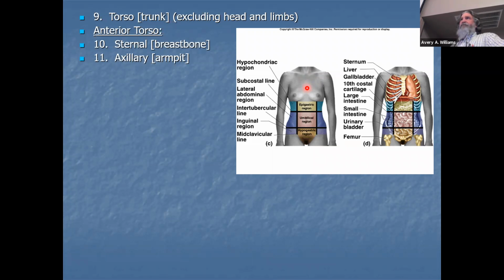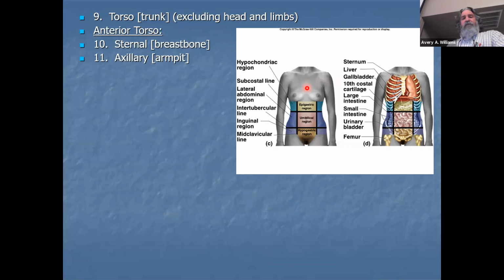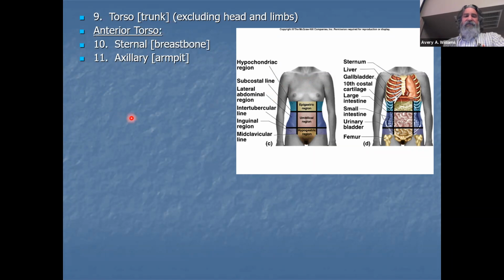Axillary is an adjective. The noun is axilla, which would be singular. Axillae, with the E on the end, is plural. You have armpits. Your armpits are your axillary regions, or your axilla. Okay, armpit. You have things in there like axillary lymph nodes and axillary nerves and blood vessels, etc.